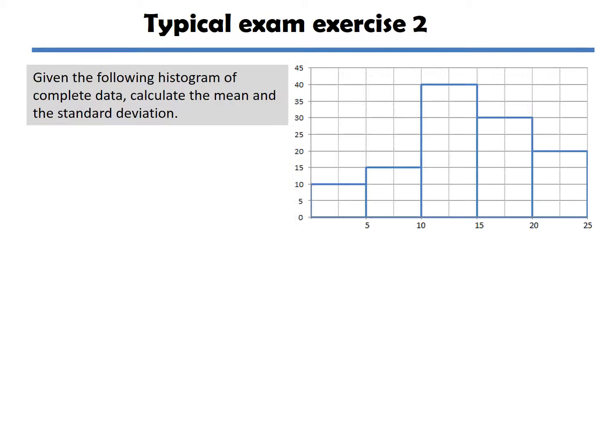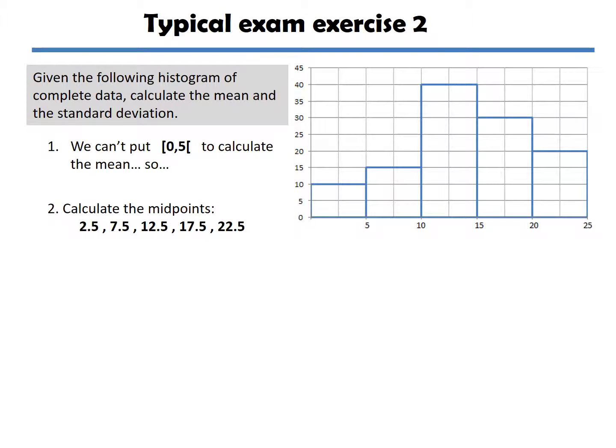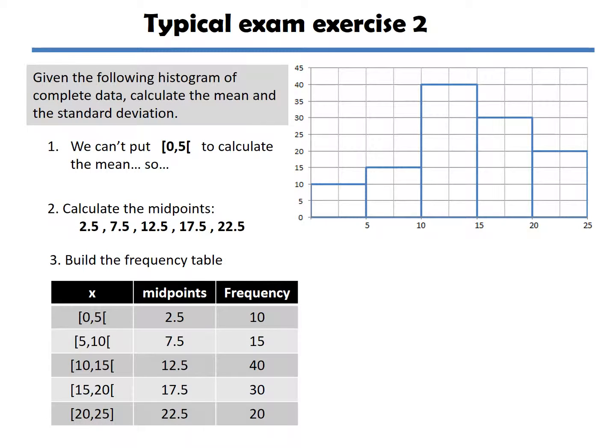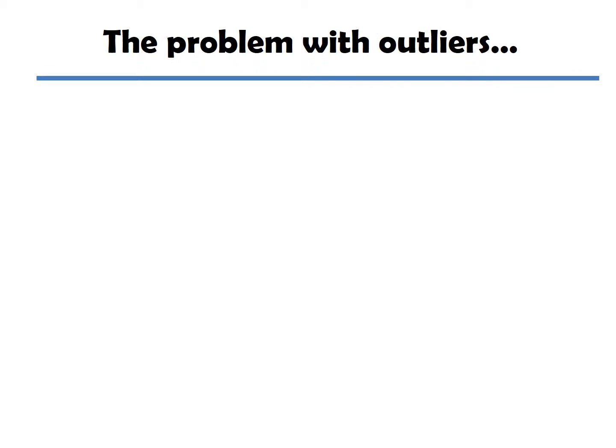Here's another idea. Suppose they give you a histogram like this, and they ask you to calculate the mean and the standard deviation. It's actually quite straightforward. Remember, you have to calculate the midpoints. You can build a frequency table, and once you have the midpoints calculated and the frequencies, all you have to do is put it in your calculator and obtain the results. Now, this is a part of the syllabus which very, very rarely, or actually I can't think of a case that appears in exams.